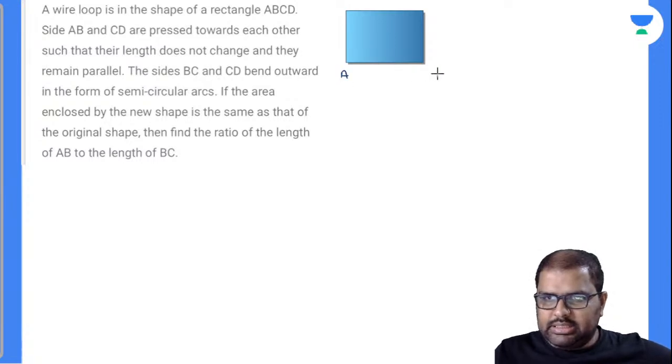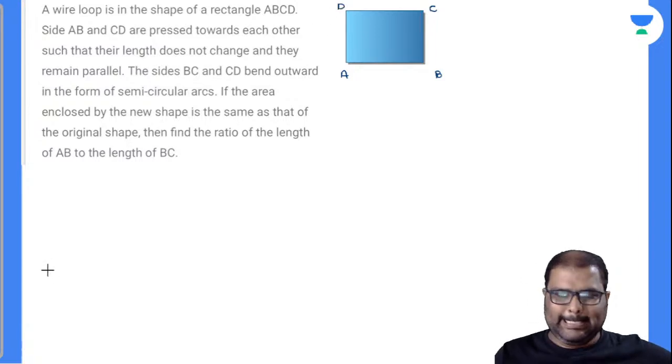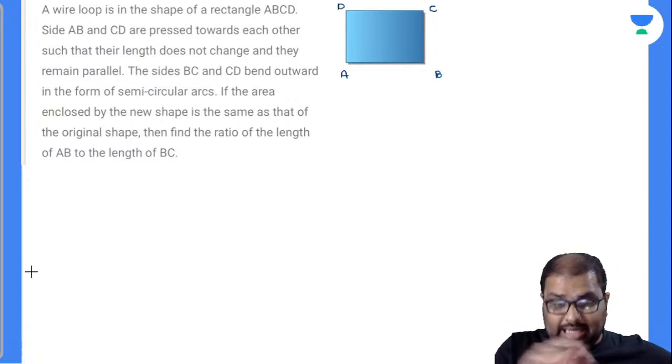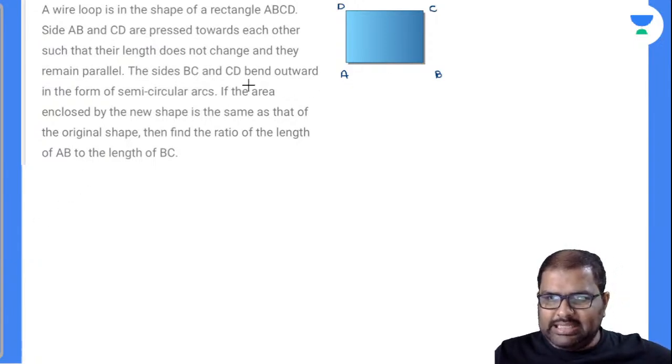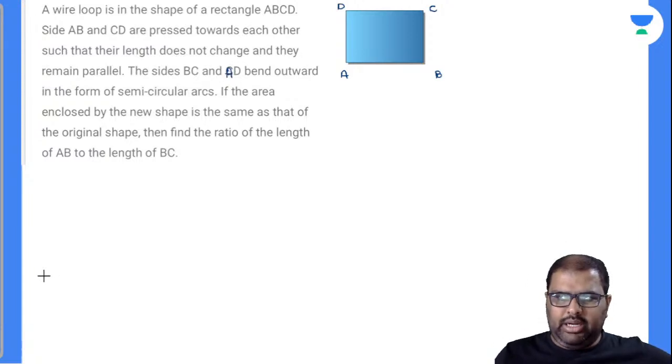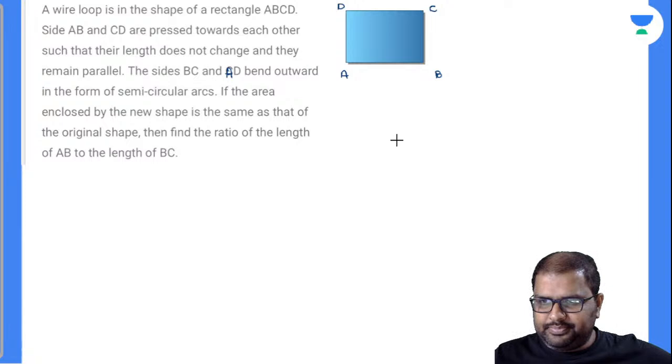So I have to draw it like this, ABCD. I have pressed it like this so that their length does not change and they remain parallel. Sides BC and AD bend outward in the form of semicircular arcs. If the area enclosed by the new shape is the same as that of the original shape, then find the ratio of the length of AB to BC is the question asked. Chalo, it happened like this here.